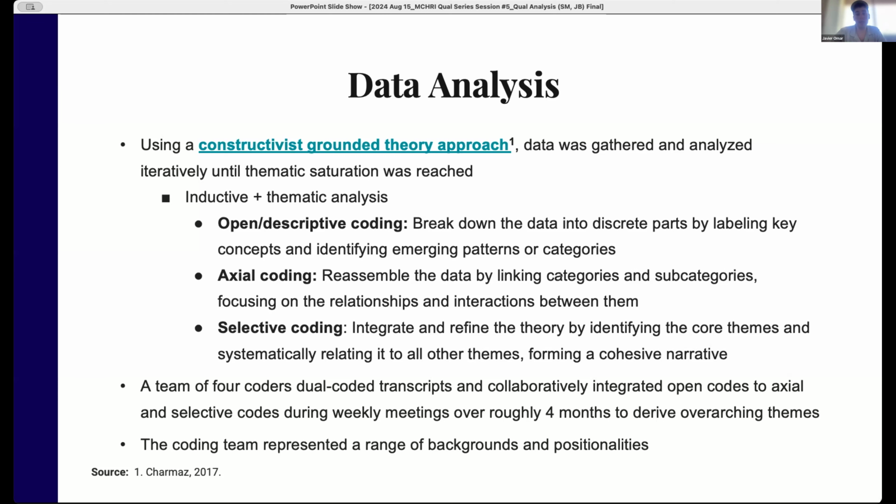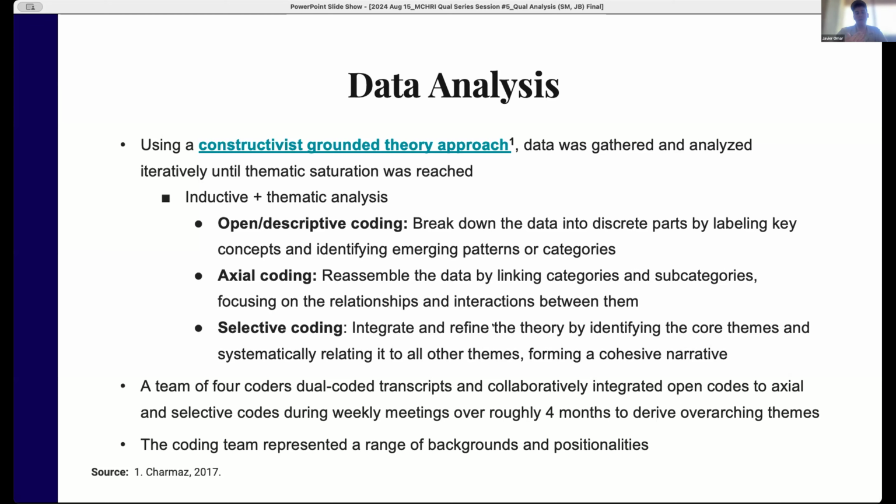And like Annie said, our coding team was representative of a diverse range of backgrounds and positionalities. Immigrant, non-immigrant, and various generations of immigrants were included in the data analysis phase. And so we got a wealth of perspectives from folks as we deliberated throughout these iterative processes.